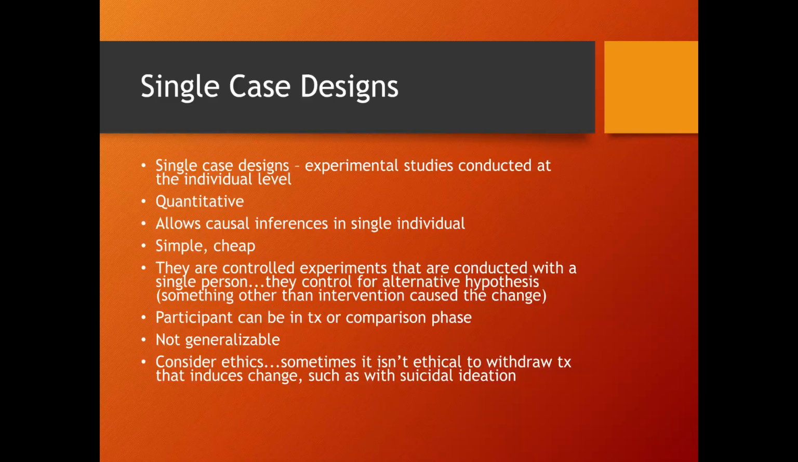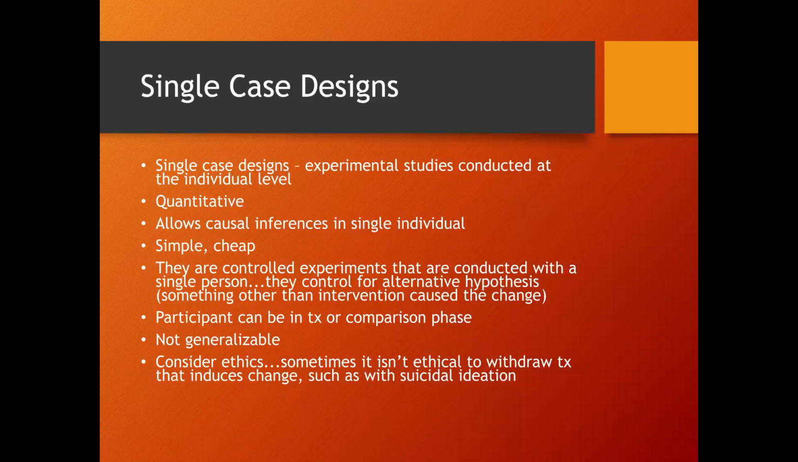Single case designs allow for inferences in the single individual. They're simple and cheap. You don't have to have a big bunch of money and a ton of expertise to be able to run a single case design. They're controlled experiments that are conducted with a single person. They control for alternative hypotheses, which basically means that there would be something other than the intervention that causes the change. And we'll talk more about those things in just a moment.